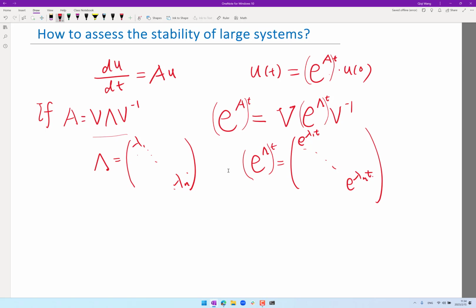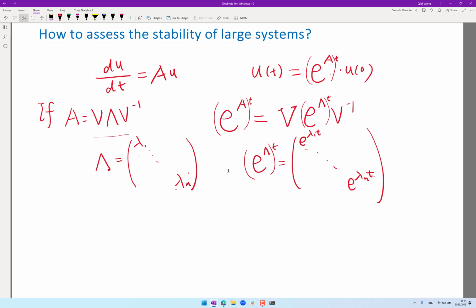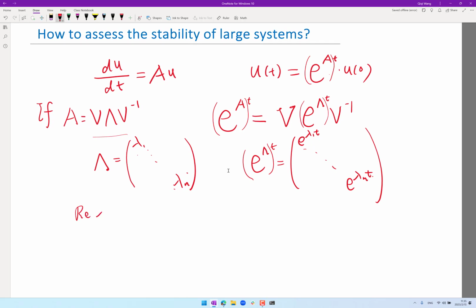Suppose you can split lambda into real and imaginary parts. E to the lambda has a larger magnitude if it has a larger real component. So we are essentially ordering lambdas in terms of the real parts of lambdas. So imagine the real component of lambda 1 is greater than the real component of lambda 2, etc.